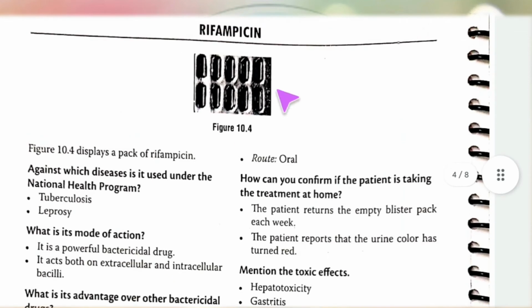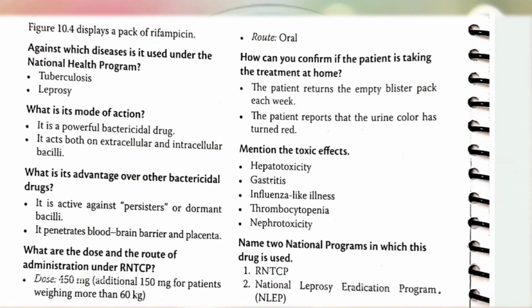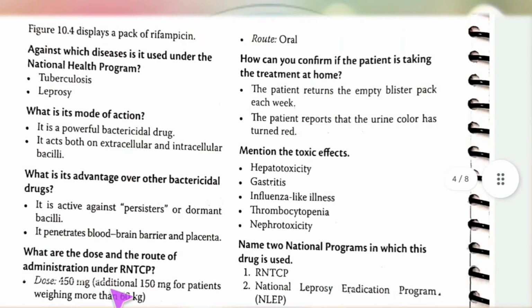Now coming to the next drug, that is rifampicin. Against which disease is it used under the National Health Program? So it is used both for tuberculosis and leprosy. What is its mode of action? It is a powerful bactericidal drug. It acts on both the extracellular and the intracellular bacilli. What is the advantage over other bactericidal drugs? It is active against the persisters or dormant bacilli. It penetrates the blood-brain barrier and the placenta. What is the dose and the route of administration under the RNTCP? So the dose is 450 mg, with an additional 150 mg for patients weighing more than 60 kg, and the route is oral.